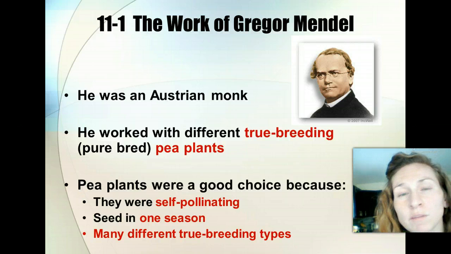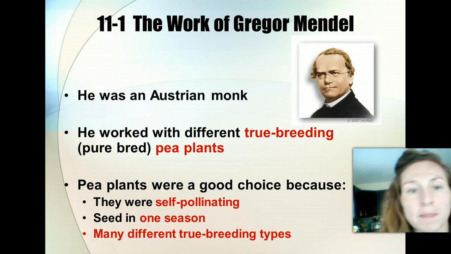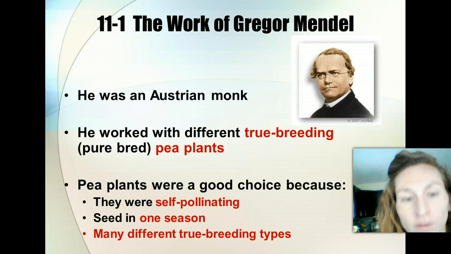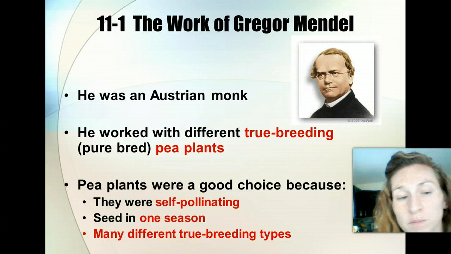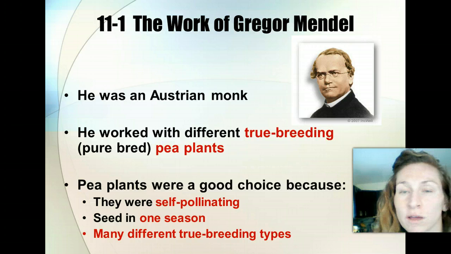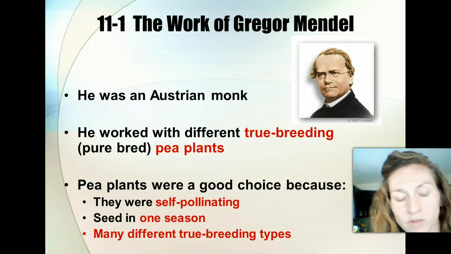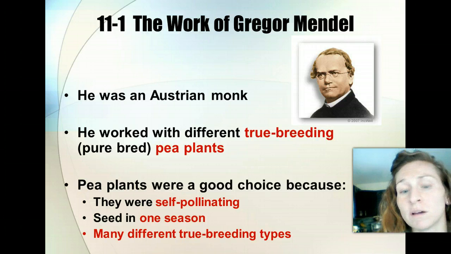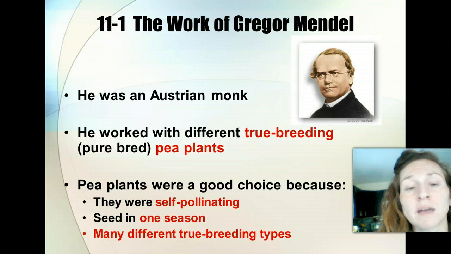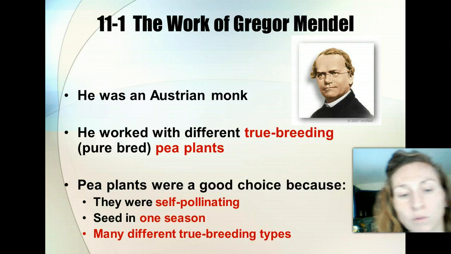So 11.1 talks about the work of Gregor Mendel. He was an Austrian monk. He's basically considered to be the father of genetics. He worked with true breeding, which means purebred, which means they have their own set of genes. It's not mixed with anything else. I'm sure you've heard of the word mutt before when describing dogs, as they're mixed with a whole bunch of different breeds. A true bred would mean that it's only been mixed with genes of the same dog type, like golden retriever and golden retriever.